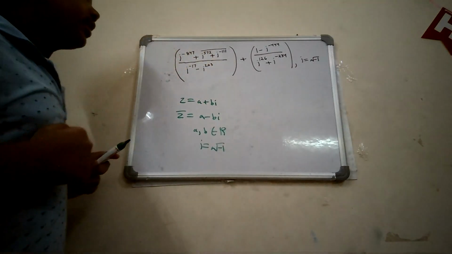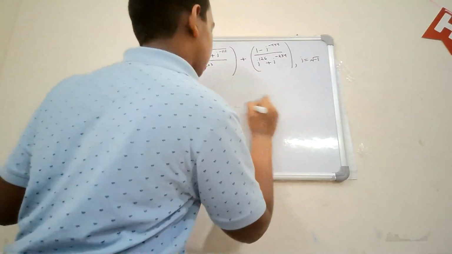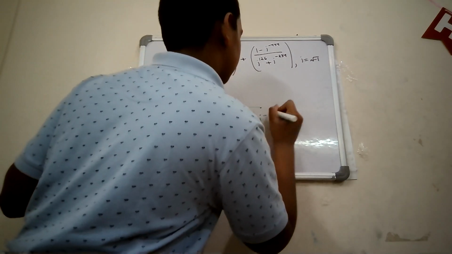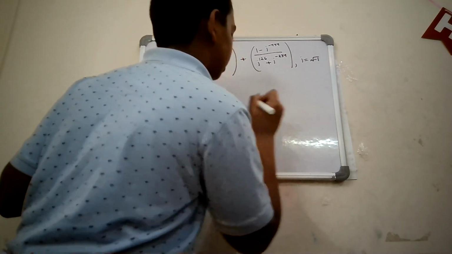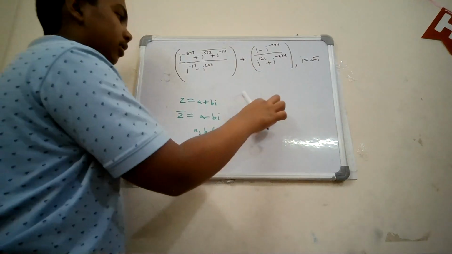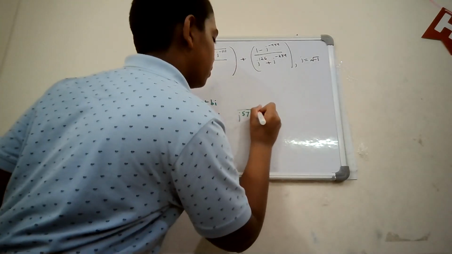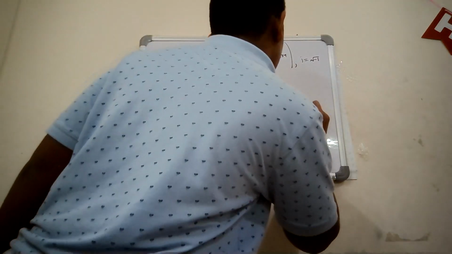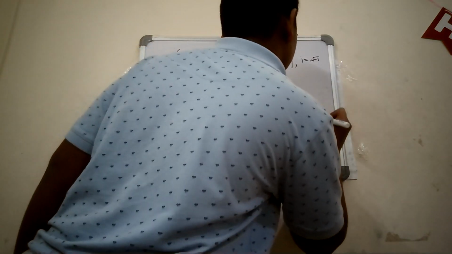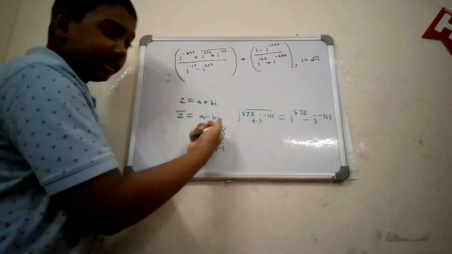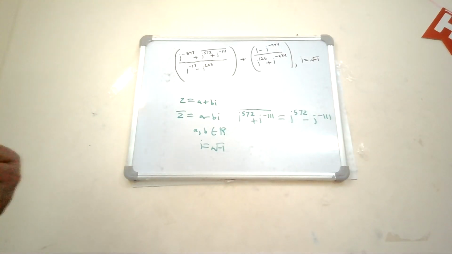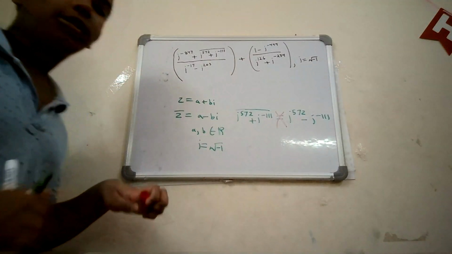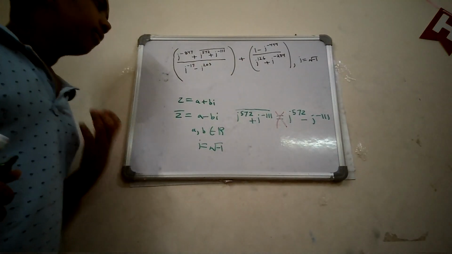But the thing is, this is two imaginary numbers, so we can't say that the conjugate of i to the 572 plus i to the negative 111, the bar right here, which means the conjugate, is equal to i to the 572 minus i to the negative 111. Is this correct? The answer is no. This is wrong. Absolutely wrong. Don't ever make this mistake.